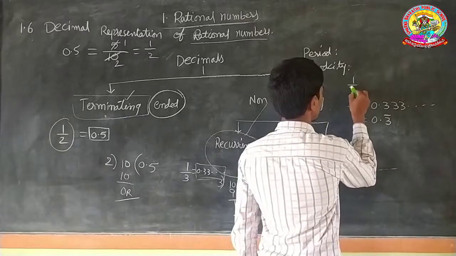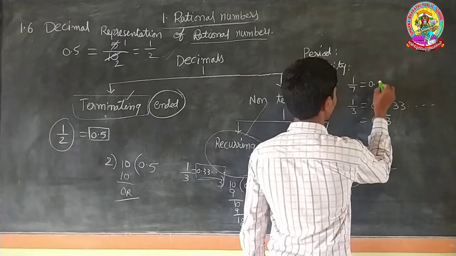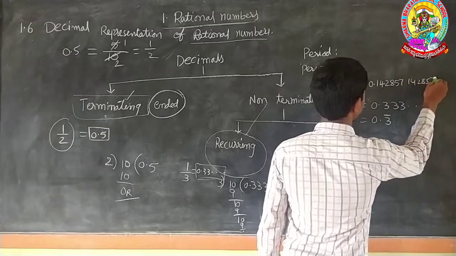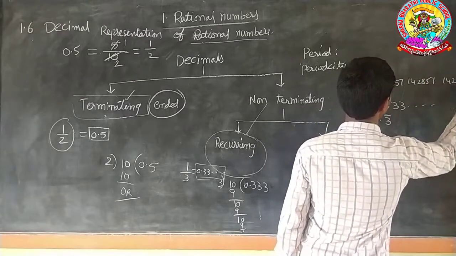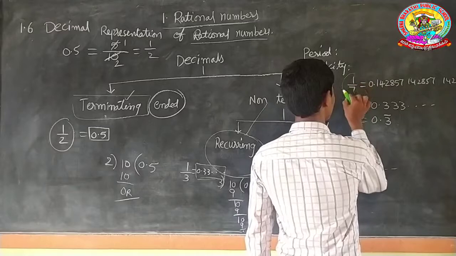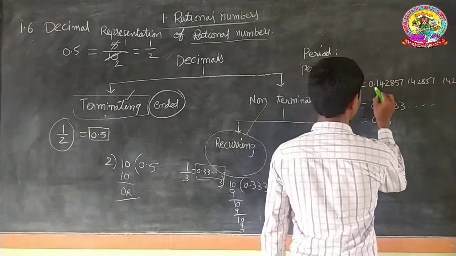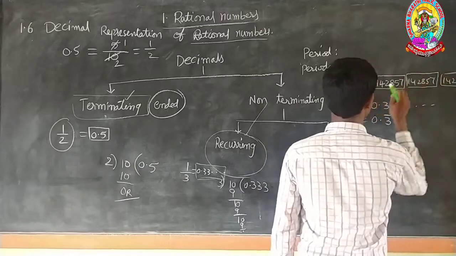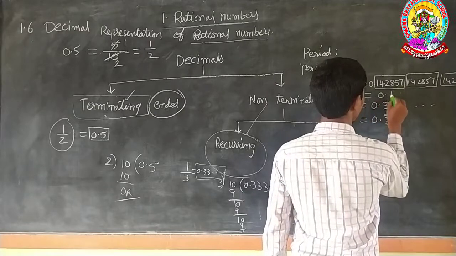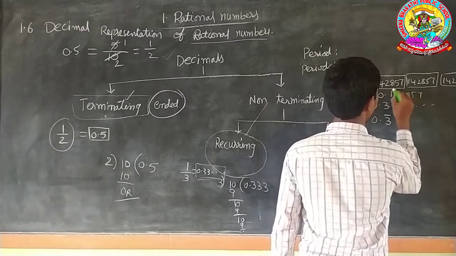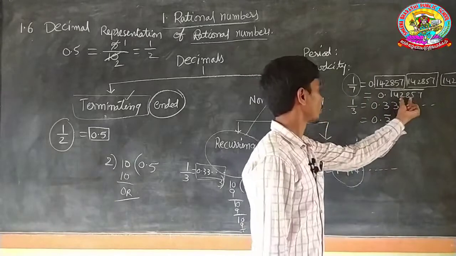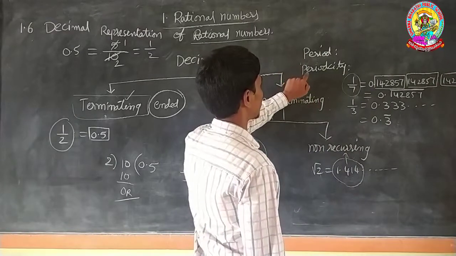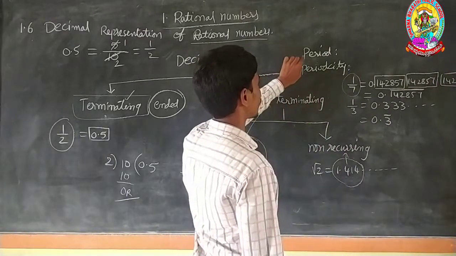For example, 1/7 is 0.142857, 142857, 142857. Have you observed? In the division of 1/7, you get a group of numbers which is repeating. So 1/7 is equal to 0.142857 bar. Here the bar indicates the group of numbers is repeating continuously. So now what is meant by period? What is meant by periodicity? Period means the set of numbers repeating.